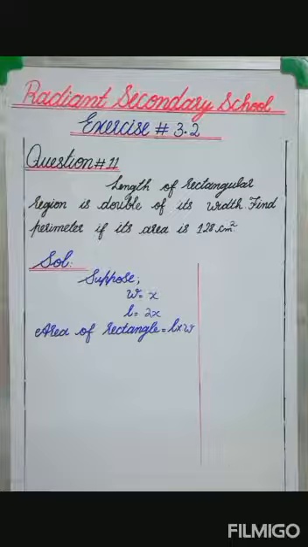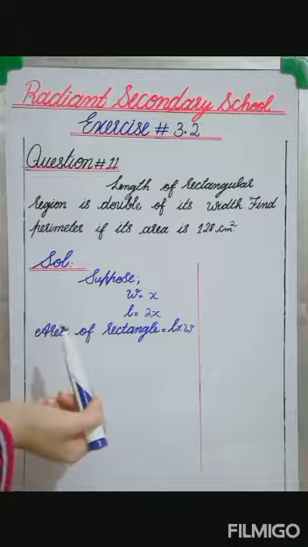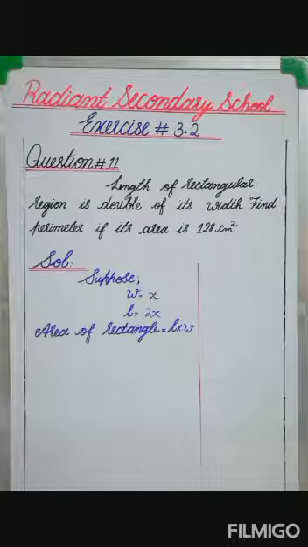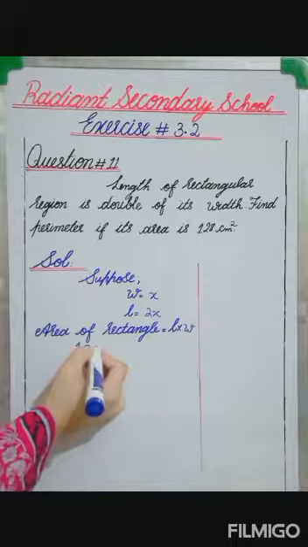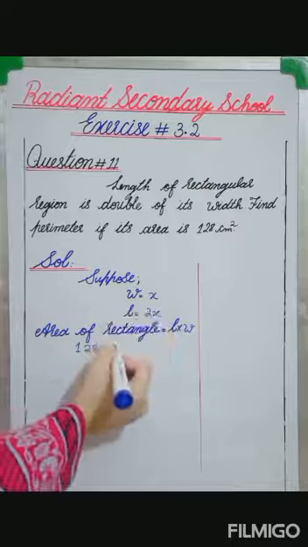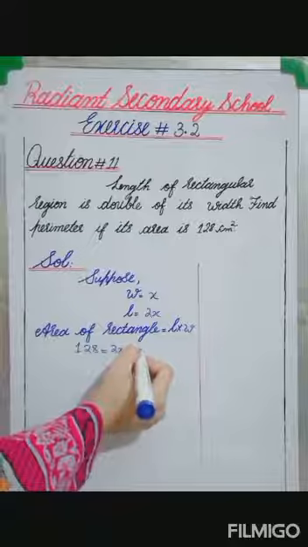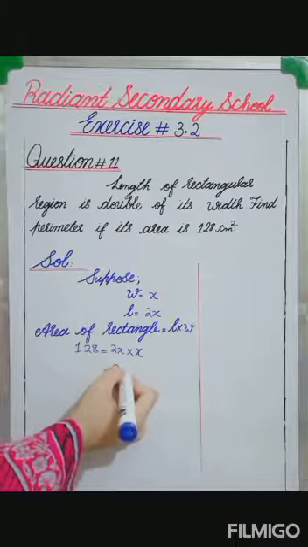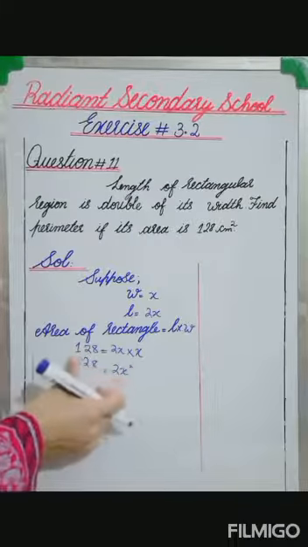Now we have to find the value of length and width with the help of this formula: area of rectangle is equal to length into width. Let's start putting the values. Area of rectangle is given, which is 128 centimeter square. So I will write area of rectangle is 128. Length is 2x, multiply sign as it is. Now putting the value of width, that is x. Now 2x multiply x, then we get 2x square is equal to 128.